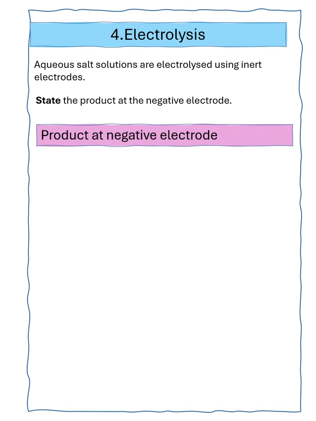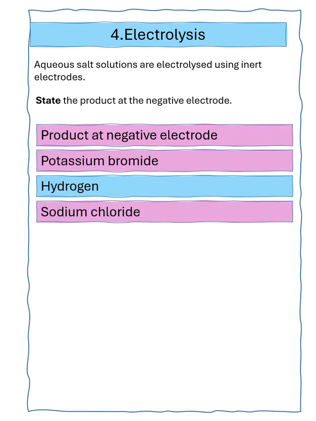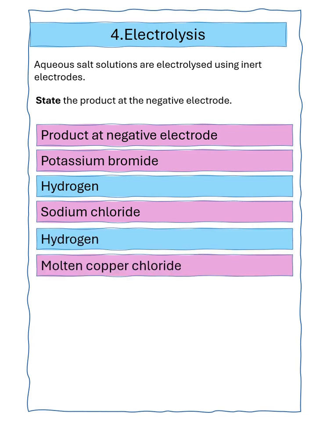Remember, the rules are if the positive metal ion is more reactive than hydrogen, we get hydrogen formed. If it's less reactive than hydrogen, then we get the metal formed at the negative electrode. So the first one is potassium bromide. Potassium is more reactive than hydrogen, therefore we get hydrogen formed. Second one is sodium chloride. Sodium is more reactive than hydrogen, again, so we get hydrogen gas formed. Molten copper chloride. Copper is less reactive than hydrogen, therefore we'll see the copper formed on the negative electrode.